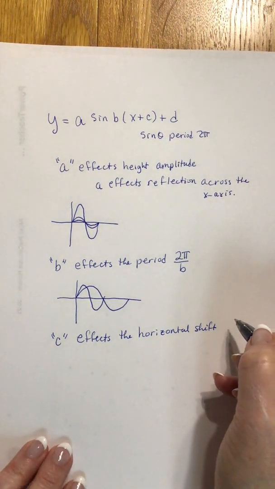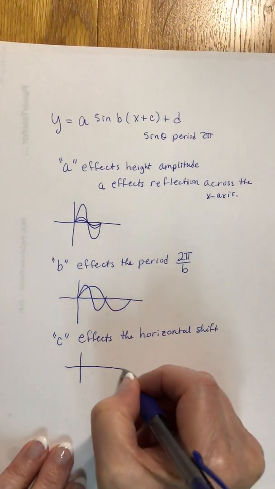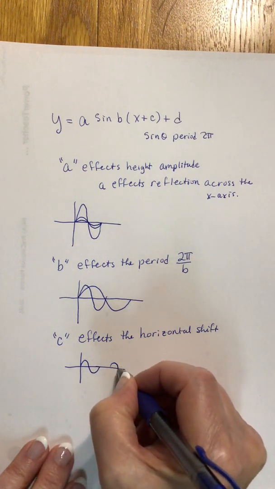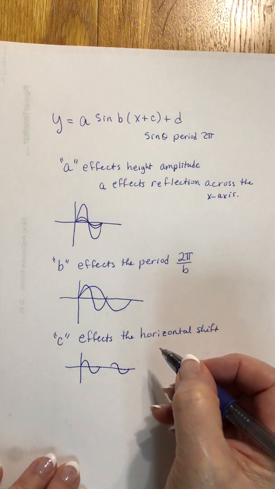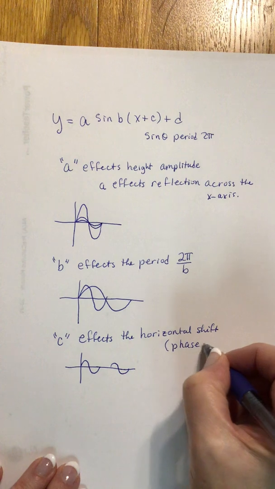So the C affects the horizontal shift. What that means is that it's like a picture on the wall. If I start out here, I could smush the whole thing over and it can be over here. But it's still the same exact shape, it's just moved over. Sometimes we call this horizontal shift the phase shift.